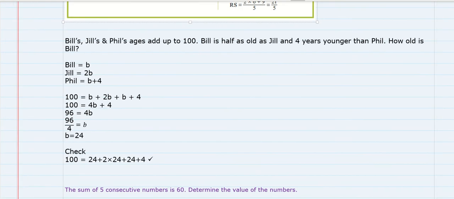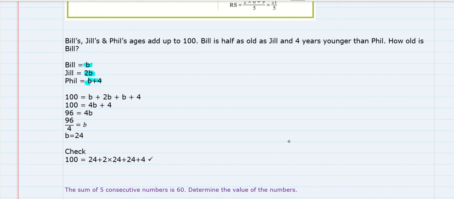Okay, you might get faced with a problem-solving question like this. So Bill, Jill and Phil, their ages all add up to 100. So we know that Jill is twice as old as Bill and Bill is 4 years younger than Phil. How old is Bill? So what we'll do is say, well, we don't know Bill's age, but we've been told that Jill is twice as old as Bill. So 2 Bills is the same as saying 1 Jill. And then we've said that he's 4 years younger than Phil. So Bill plus 4 must equal Phil.